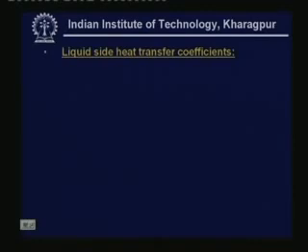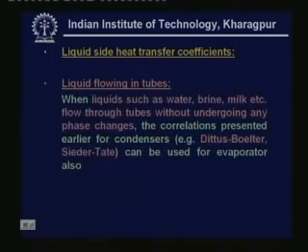Now let us look at liquid side heat transfer coefficients. Liquid flowing in tubes. When liquids such as water, brine, milk, etc. flow through tubes without undergoing any phase change, that means as long as it doesn't freeze, the correlations presented earlier for condensers, that means correlations such as Dittus-Boelter or Sieder-Tate, can also be used for evaporator.